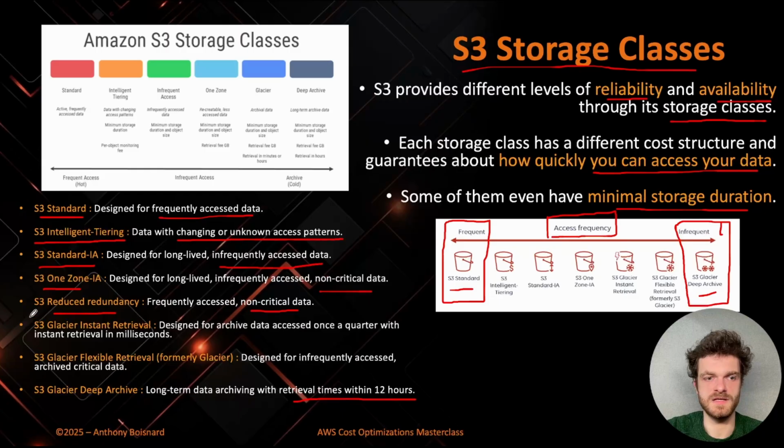And then this is our archive. There is S3 Glacier Instant Retrieval for archive data accessed once a quarter with instant retrieval. Then you have what was formerly Glacier, which is now S3 Glacier Flexible Retrieval, for infrequently accessed archived critical data. And then you have, of course, Deep Archive.